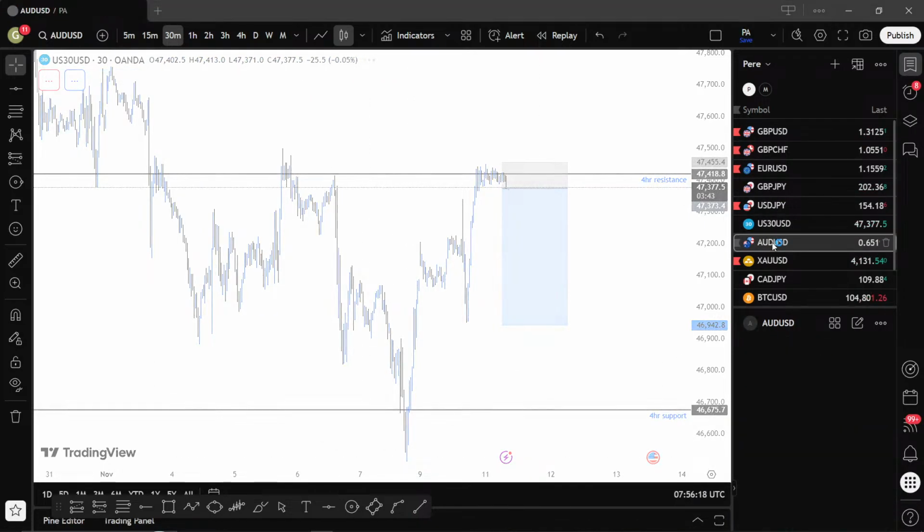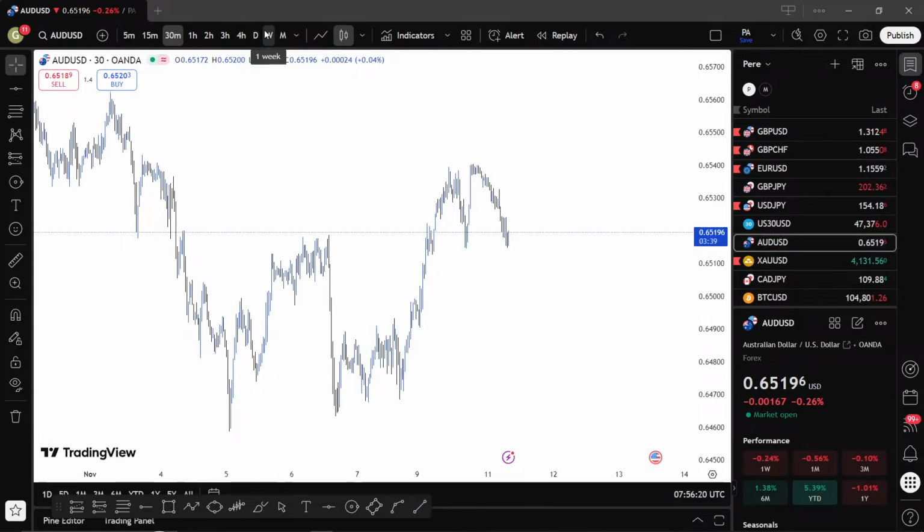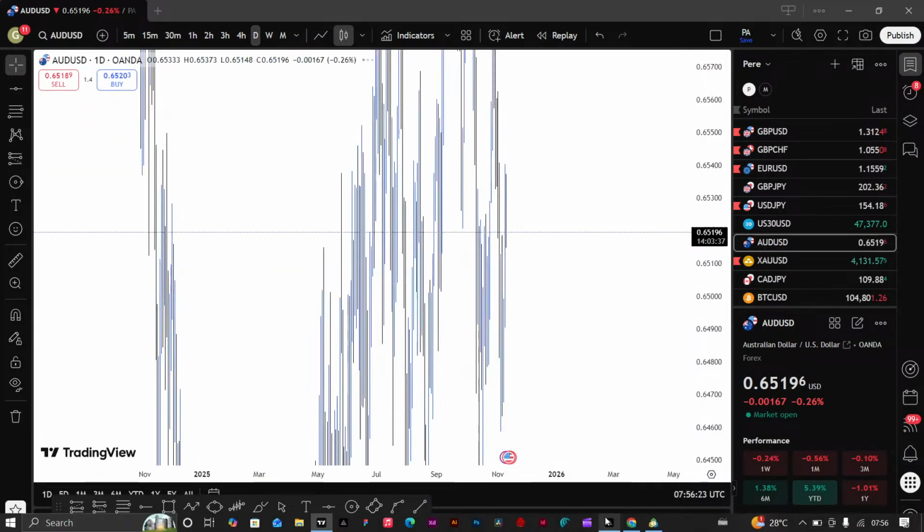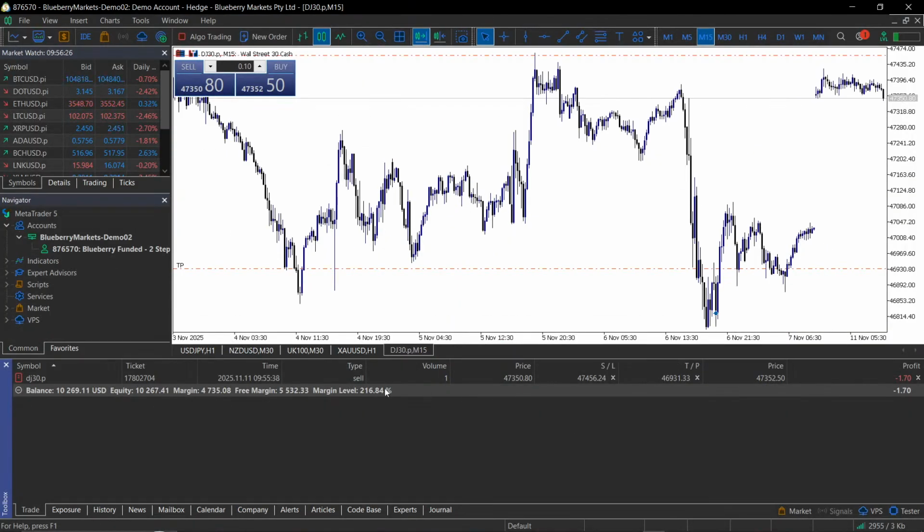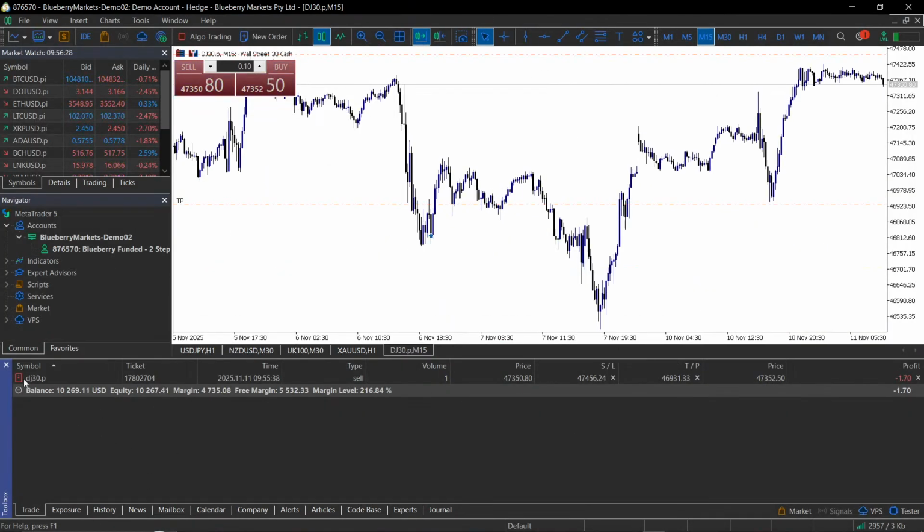Now whilst it's loading up, let's take a look at the different markets. So you can see here is a trade I just took right now, DJ30. Blueberry Funded calls it DJ, which is Dow Jones. You can see it right here. You can see my stop loss right here, and then my take profit way here, just exactly what I actually shared with you. So I'm just going to close it off. You can see I'm trading with my Blueberry 10K prop account.